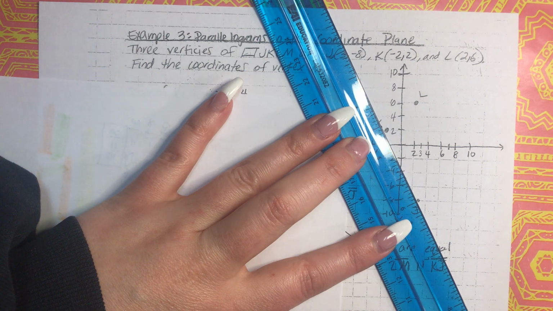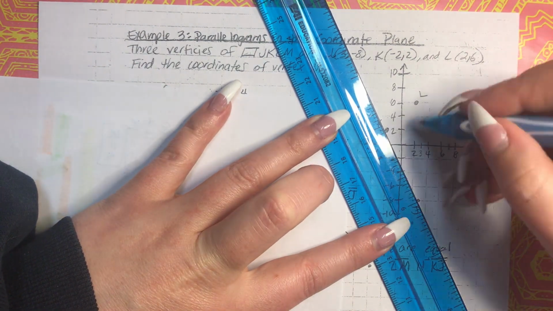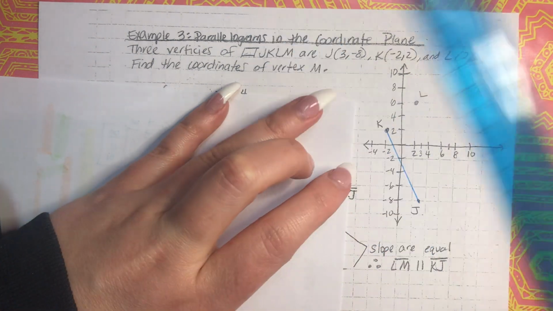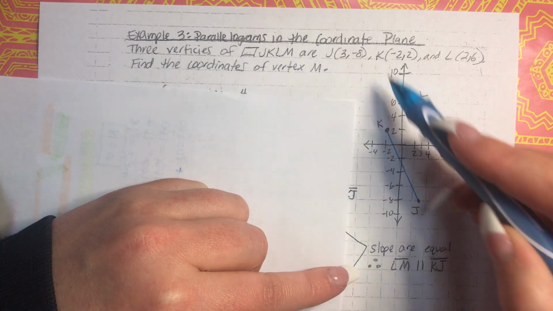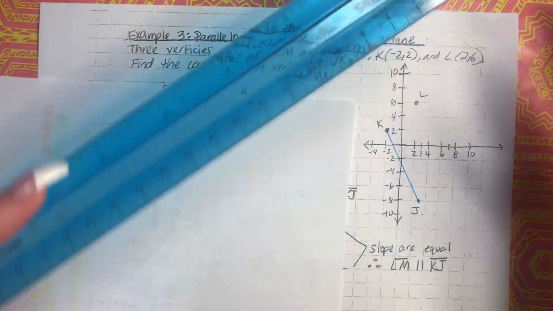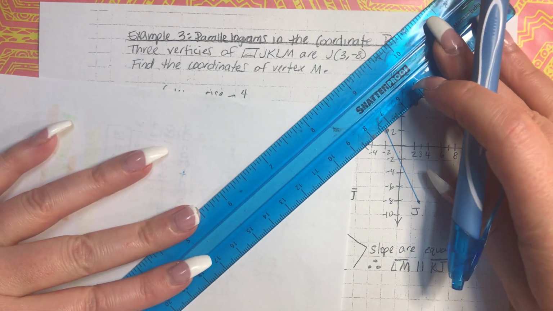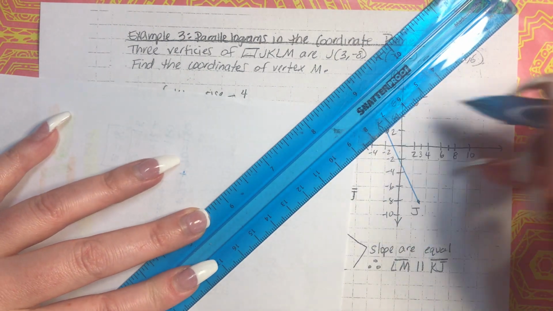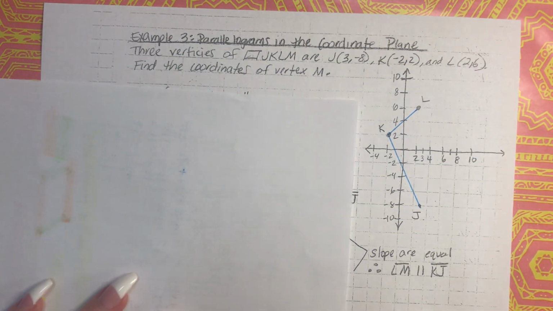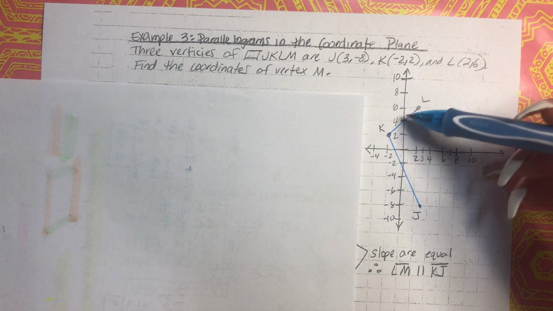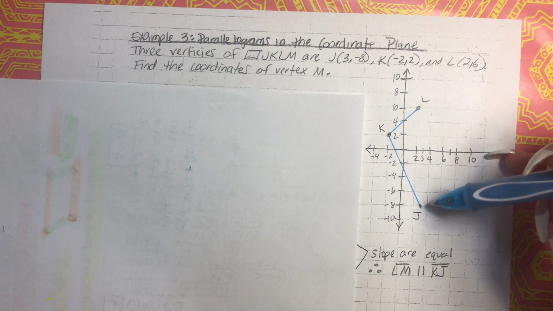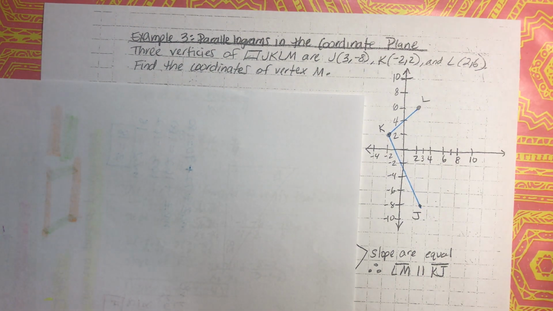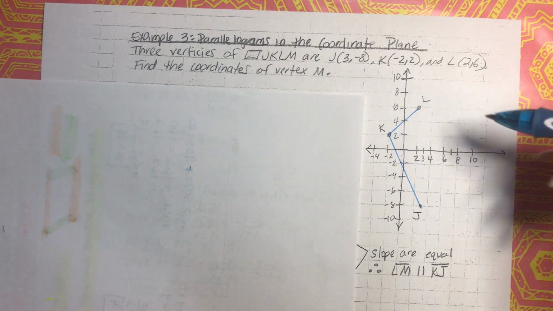So J and K are connected. They're consecutive vertices, which is great. So JK, and then the next consecutive is KL, so these are connected as well. So our parallelogram is going to be J, K, L, and we know that M has to be in this general region.